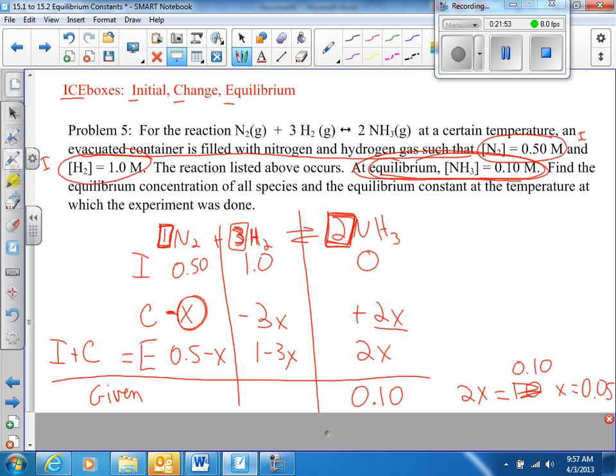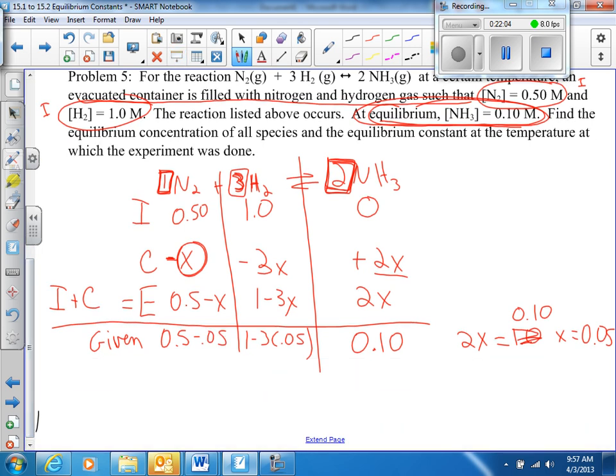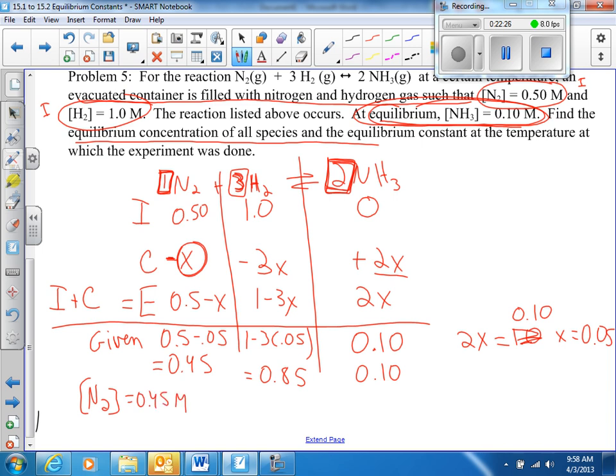So I have x is 0.05, so I have 1 minus 3 times 0.05, and I have 0.5 minus 0.05. Let's get rid of this. And this is equal to 0.45. This is equal to 0.85. And this is 0.10. Now let's see, what were we asked for? Find the equilibrium concentration of all species. So we now know N2 is 0.45 molar.